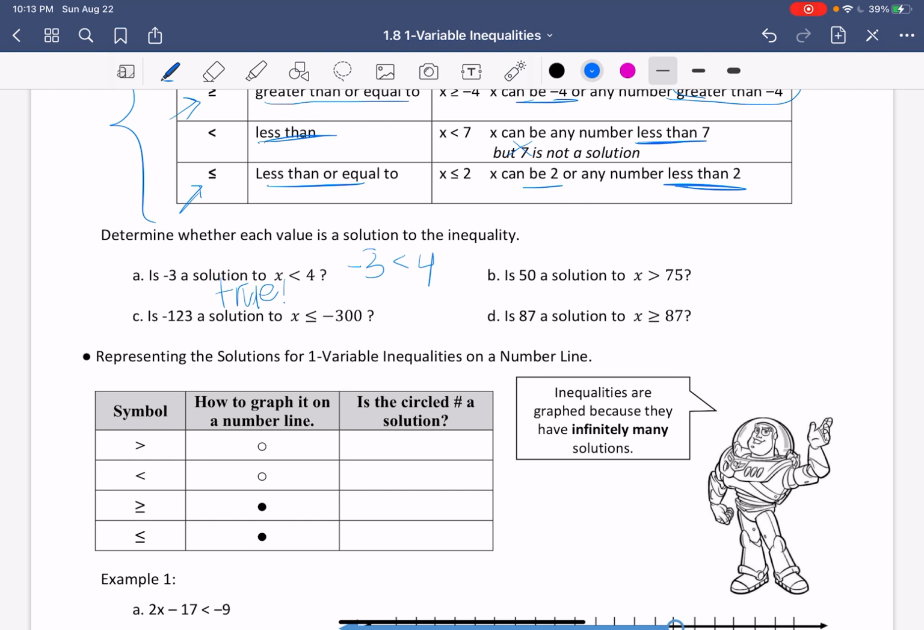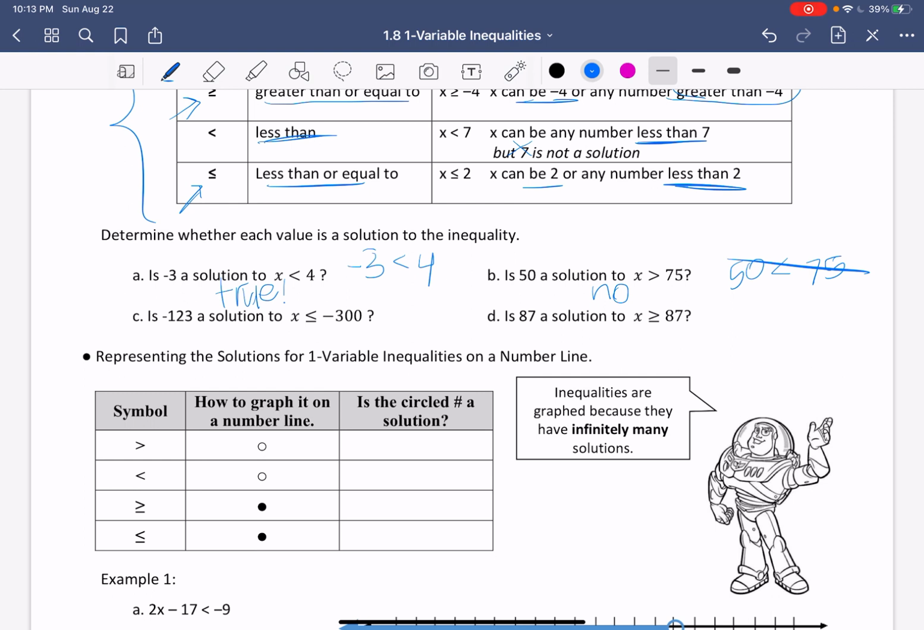For B, we've got is 50 a solution to x is greater than 75? Let's write it out and fill it in, right? So we've got 50 and we've got 75. Well, is 50 greater than 75? No, 50 is less than, right? So the answer for B is no. It is not a solution. 50 is not greater than 75.